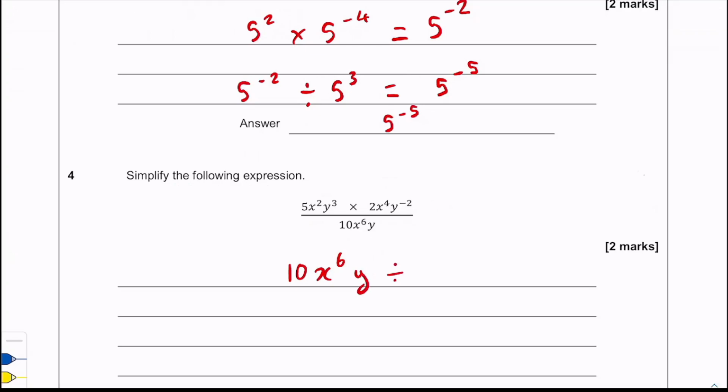And this is being divided by 10x to the power of 6, and then y to the power of 1, so just y. Okay, we can see this is the same thing. So any values that are the same being divided by each other is simply equal to 1. So our answer is just 1.